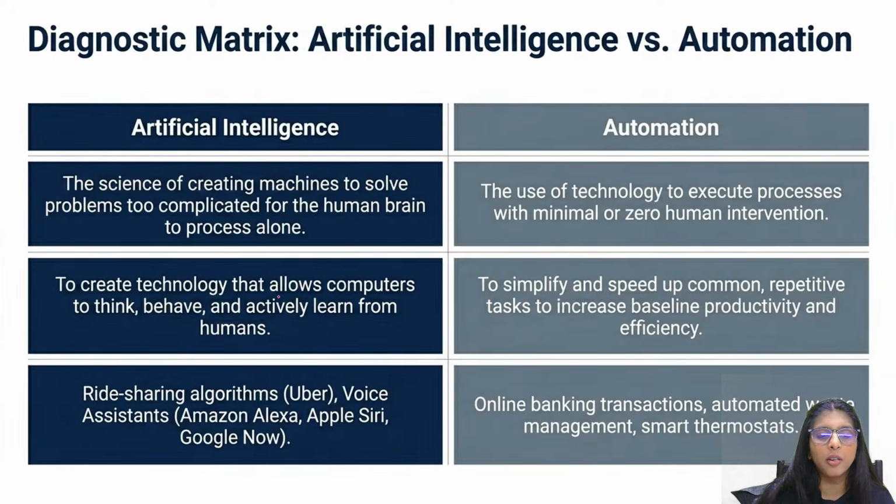Artificial intelligence creates technology that allows computers to think and behave like a human. Ride-sharing algorithms like Uber and voice assistants like Amazon Alexa are types of artificial intelligence. Online banking transactions, automated waste management, and smart thermostats are examples of automation.